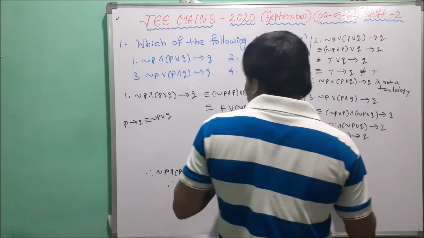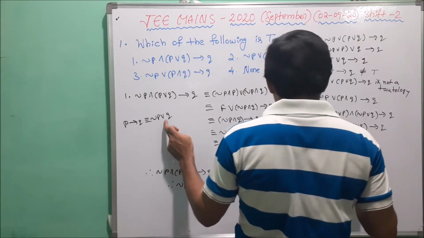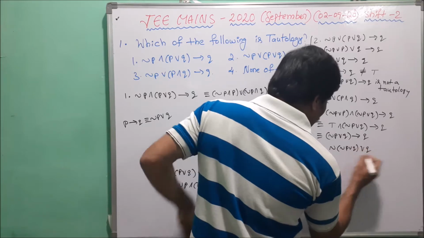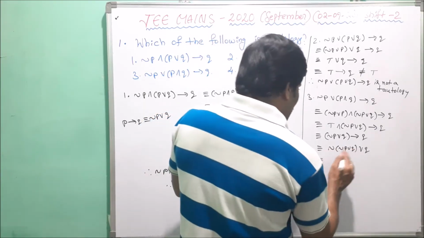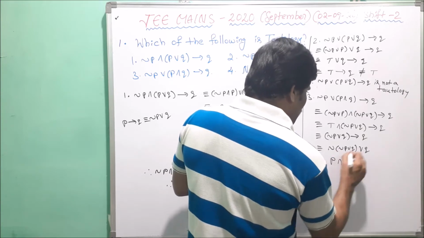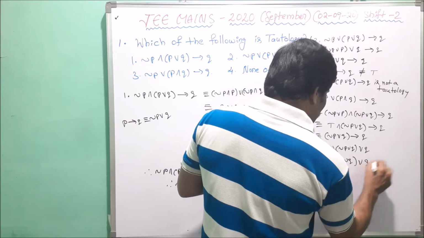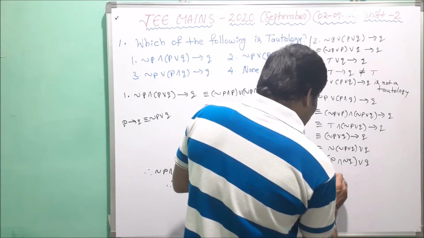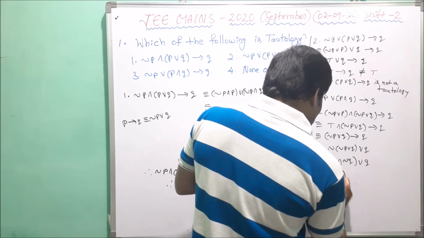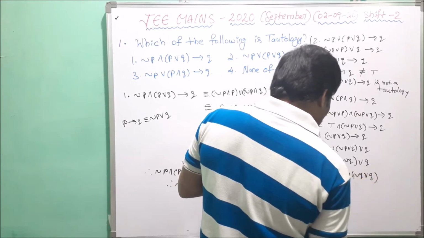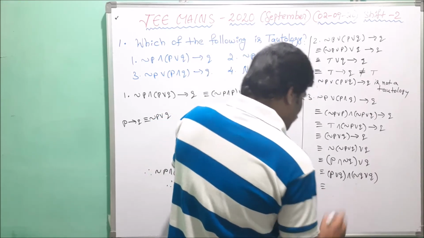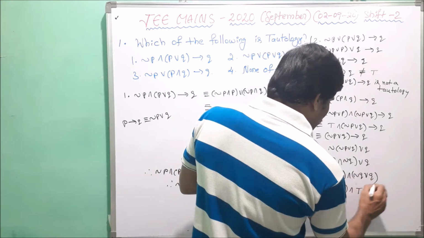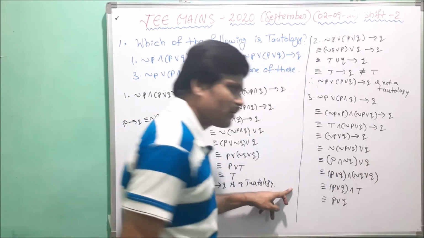Here we observe that this is also of the form P implies Q, logically equivalent to negation P or Q. Using this relation, we write negation of (negation P or Q) or Q. Here using De Morgan's laws, negation of negation P gives P and negation Q, or Q. Again using the distributive law, we write (P or Q) and (negation Q or Q), that is logically equivalent to (P or Q) and true.